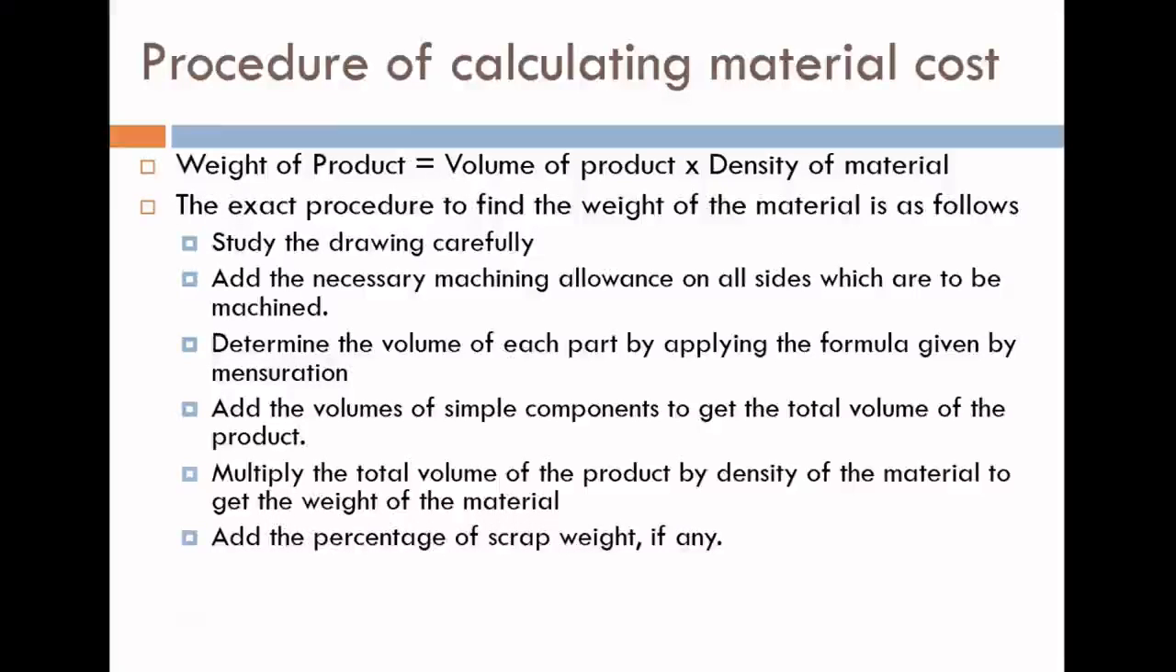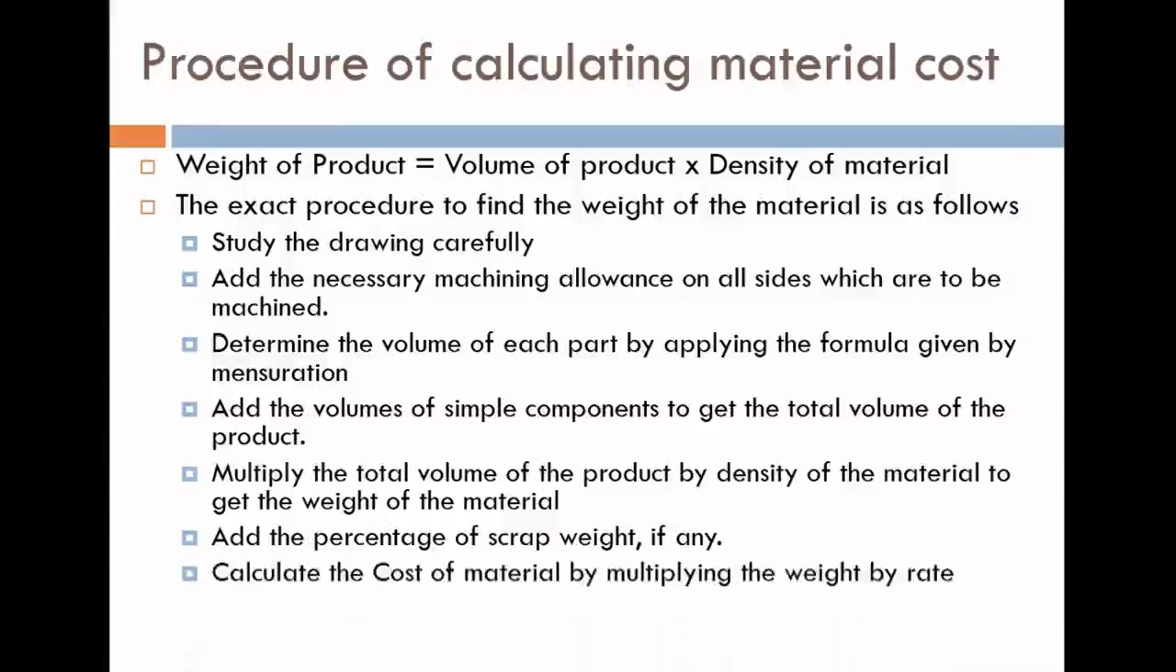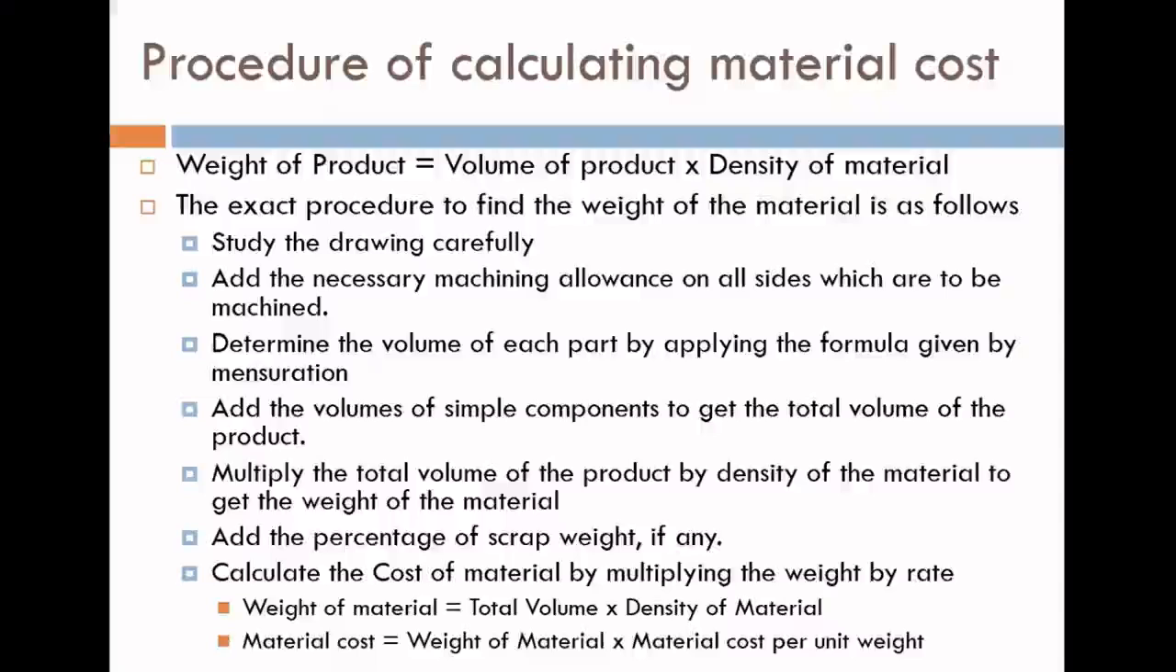Add the percentage of scrap weight, if any. Calculate the cost of material by multiplying the weight by the rate. Weight of material is equal to total volume times density of material. This is the final point for the procedure of calculating the material cost. Material cost is equal to weight of material times the material cost per unit weight.